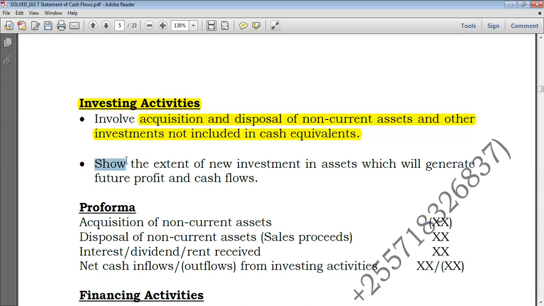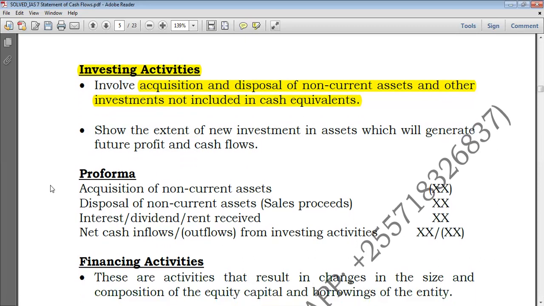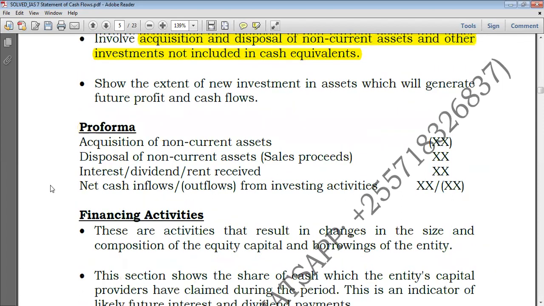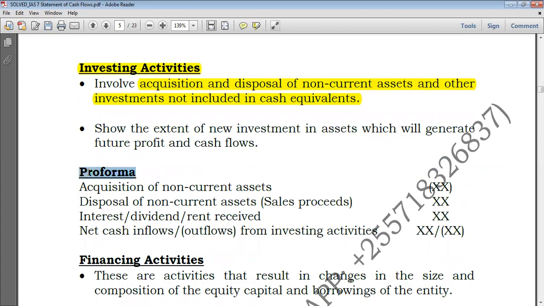So what we need to know here is that investing activities show the extent of new investment in assets, which will generate future profit and cash flows. So, simply speaking, when approaching an investing activities question, you have to take a look at your pro forma, just like this. This is your pro forma. For example, I could say maybe I've acquired non-current assets. Non-current assets could be anything: property, plant, and equipment, investment properties, or even intangible assets.